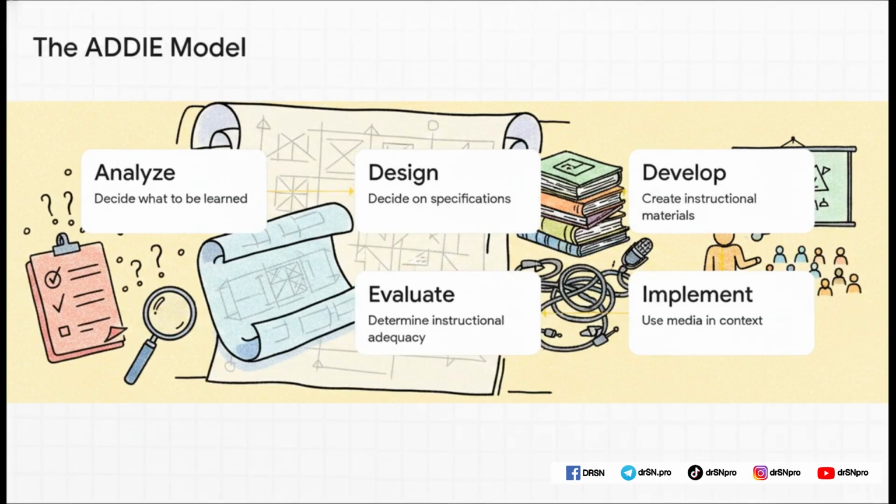So let's see how this plays out specifically within that design domain. The ADDIE model is a prime example of how systematic instructional planning genuinely improves learning outcomes. You don't just wander into a room and start talking. You analyze exactly what needs to be learned. Then you design the specifications of how to learn it. Next, you develop the actual materials. After that, you implement those media and methods in context. And finally, you evaluate the adequacy of the instruction. It's not random. It's a highly organized, highly intentional procedure.